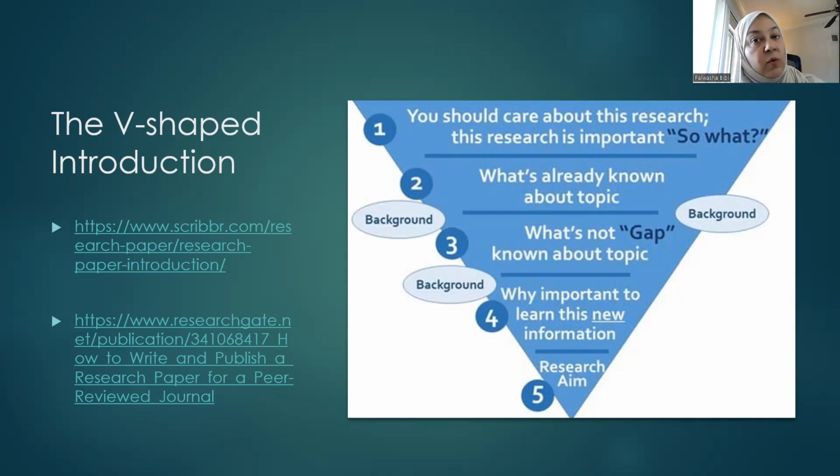Following that, in the end, you state your own aim, and you say that, as our research team, we propose, or we want to proceed to answer this question, because this is what we will achieve through this research.